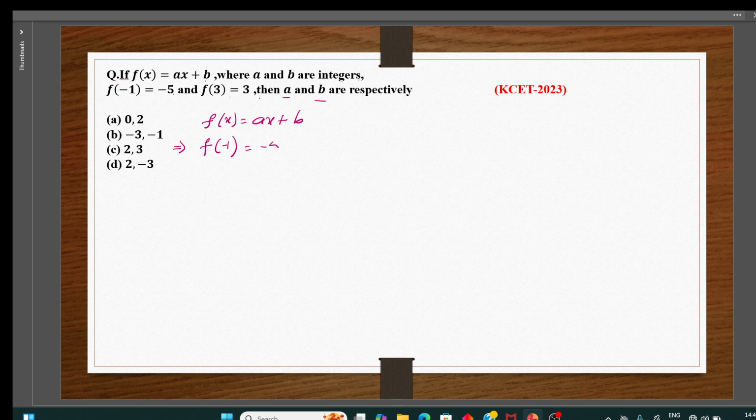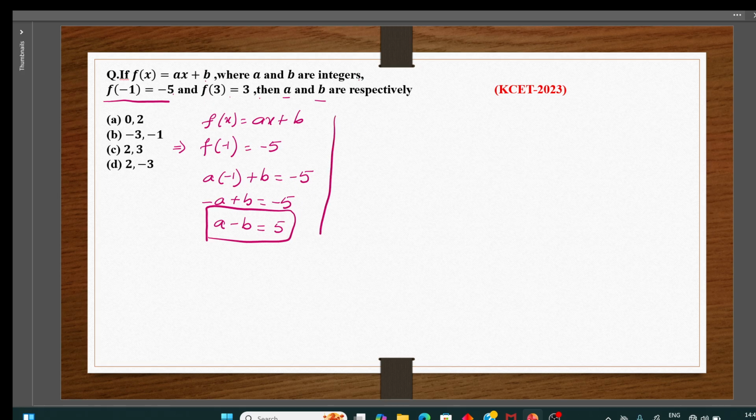f(-1) = -5. What is the given condition? f(-1) = -5. So in the place of x substitute -1, we get -5. So here a(-1) + b = -5. a(-1) means -a + b = -5. Simplify this, we get a - b = 5. Okay, this is the first equation: a - b = 5.